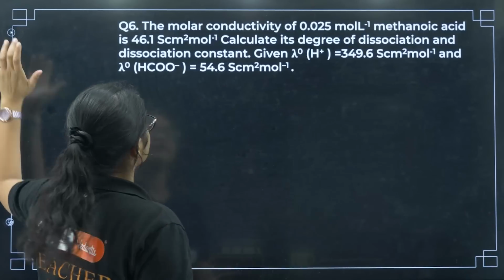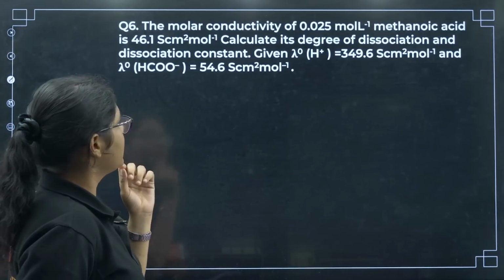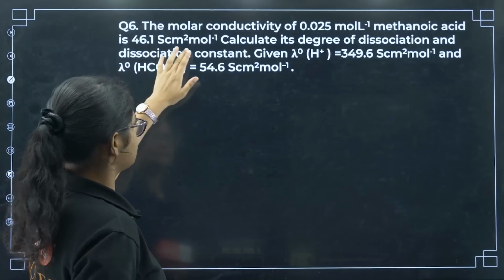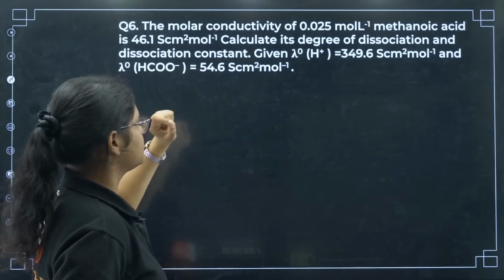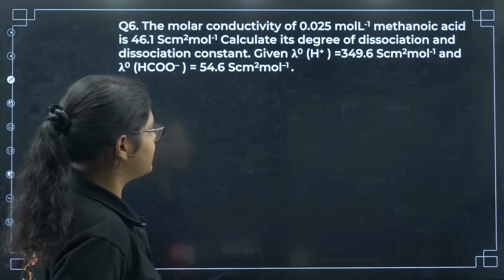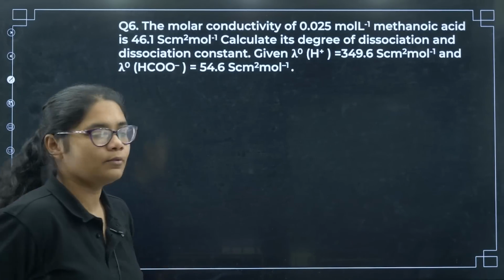Next, question number 6: the molar conductivity of 0.025 mole per liter methanoic acid is this much. Calculate its degree of dissociation and the dissociation constant, given the λ of H⁺ and the λ of HCOO⁻.